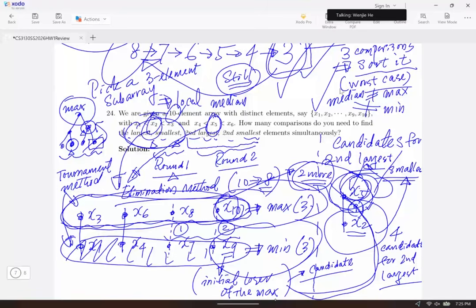All right. So after these 4, we know the maximum of these 4 elements, that's 3 comparisons to get the global second largest. Similarly, 3 more comparisons to get the global second smallest. So that's the reason it is pretty hard, challenging.